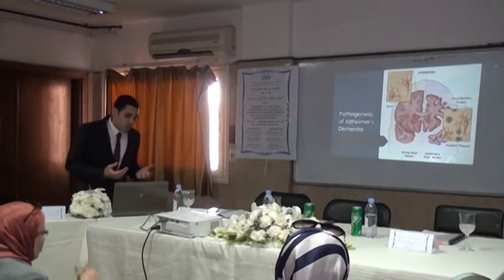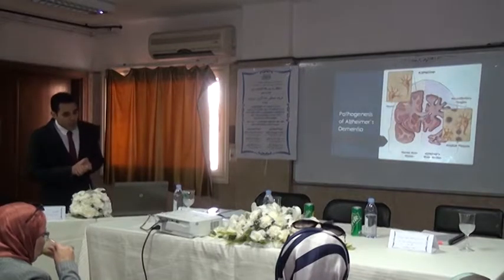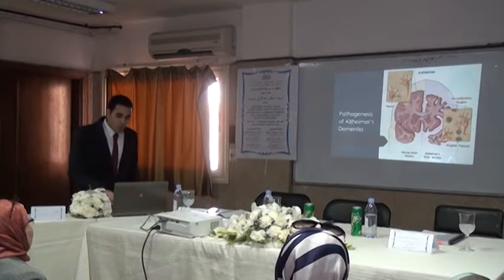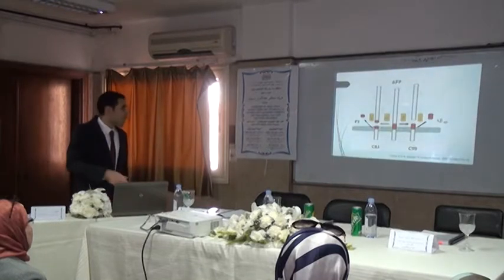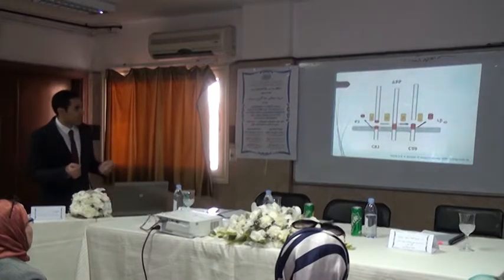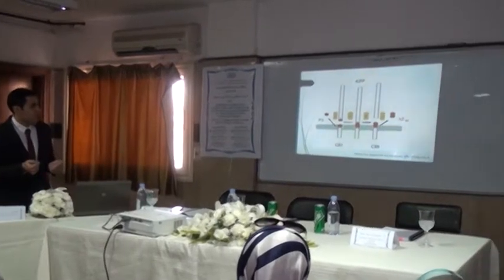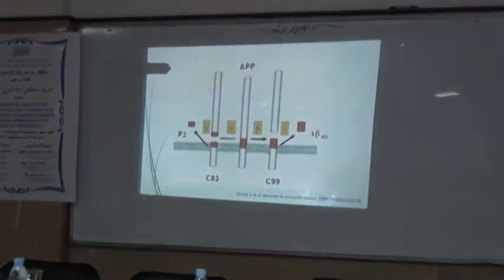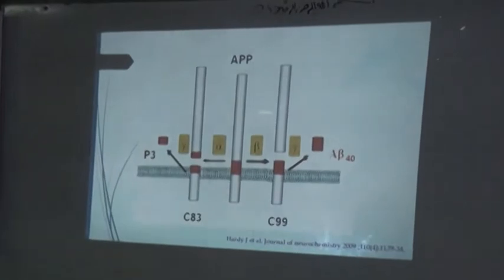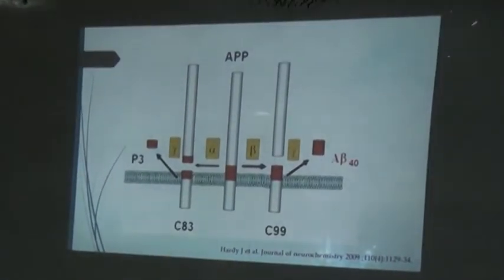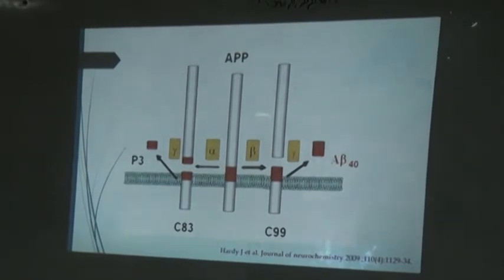To be able to explain the pathogenesis of homocysteine and its effect on Alzheimer's, we have to go quickly over the pathogenesis of Alzheimer's. We have the amyloid precursor protein. This is a transmembrane protein in cholinergic neurons in the entorhinal cortex and basal forebrain. Normally, amyloid precursor protein is sequentially cleaved by alpha followed by gamma secretase, releasing P3 soluble peptide.